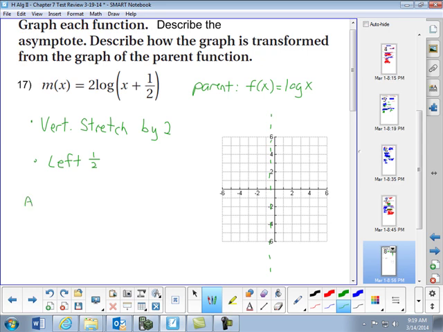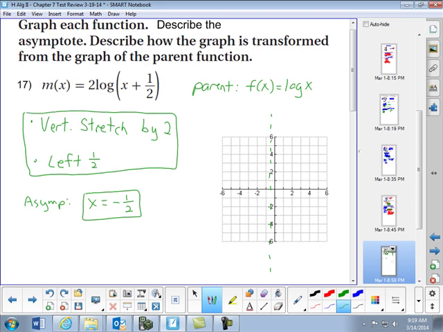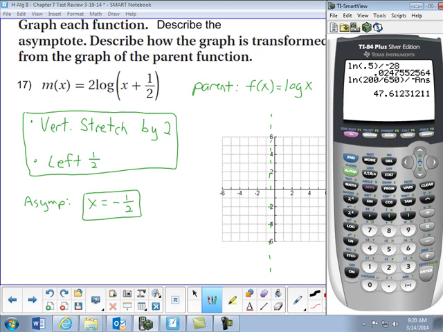So you need to tell me that the asymptote now has an equation of x equals, because it crosses the x-axis, it's a vertical line, and it crosses the x-axis at negative 1/2 because it went left 1/2. So we have left 1/2, there's my asymptote, here's my shifts that I explained, and the last thing I have to do is graph it. So you could at this point grab your calculator if you would choose, and go ahead and type in 2 log of x plus 1/2.